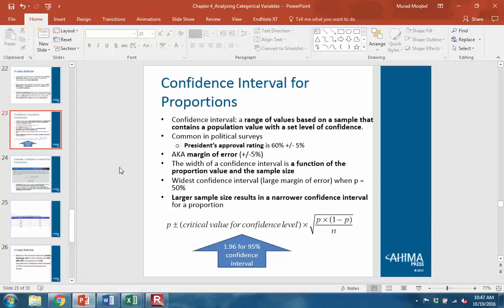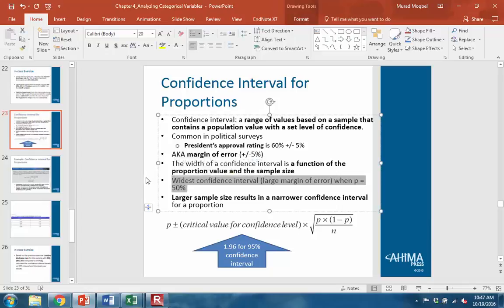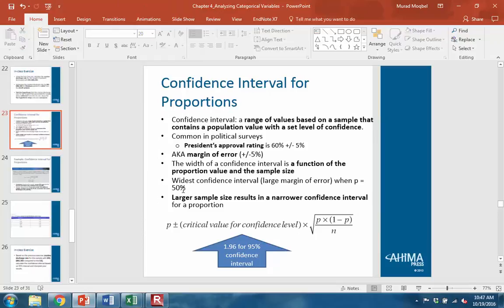So now let's continue and see what else is there. As you can see in this bullet, the widest margin of error is 50%. That means if a proportion is, let's say, 50, then plus or minus 50 means it can range from 100% to 0%. So that's the highest margin of error we can find. It cannot be more than 50%, so we need to keep that in mind.